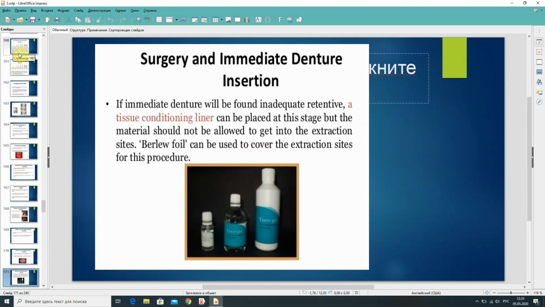Surgery and immediate denture insertion. If the immediate denture is found inadequately retentive, a tissue conditioning liner can be placed at this stage, but the material shouldn't be allowed to get into the extraction sites. Beryl foil can be used to cover the extraction sites for this procedure.